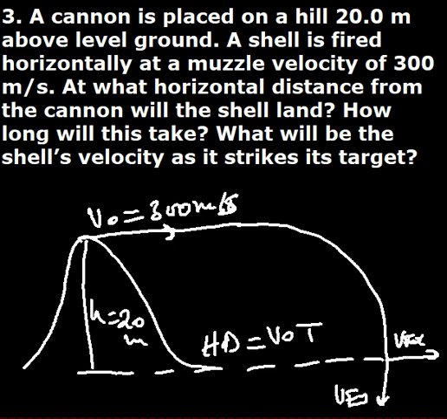And now, what will be the shell's velocity as it strikes the ground? We are looking for the actual landing speed as well as the direction. So that's how you start to understand this case of projectile motion, where the object is released horizontally from the top of a building to the ground.